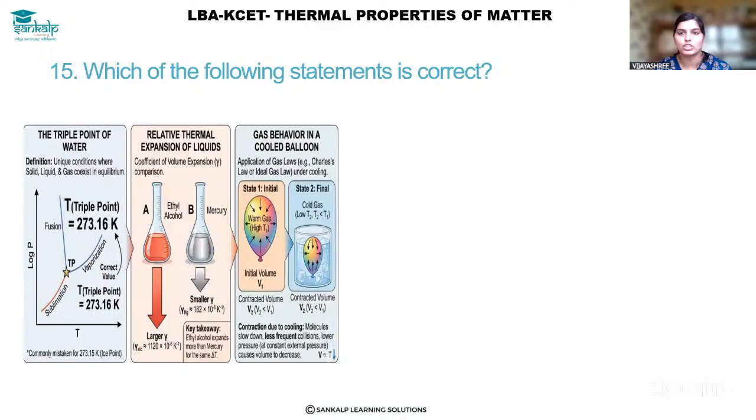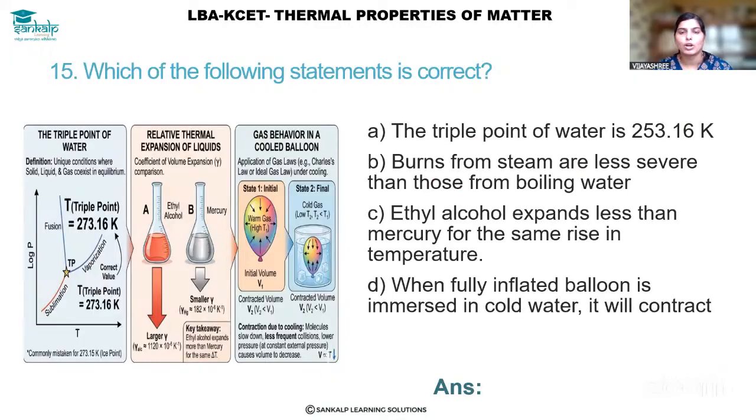Which of the following statements is correct? Option A, triple point of water is 253.16 Kelvin. Option B, burns from steam are less severe than those from boiling water. Option C, ethyl alcohol expands less than mercury for the same rise in temperature. Option D, when a fully heated balloon is immersed in cold water, it will contract.